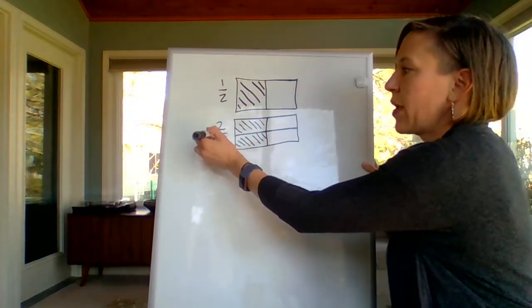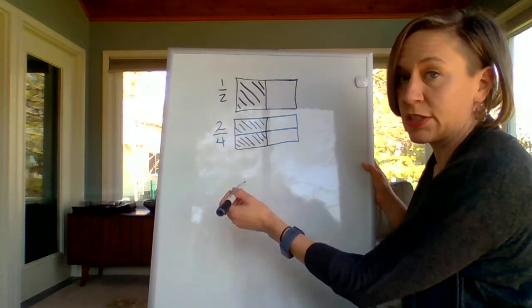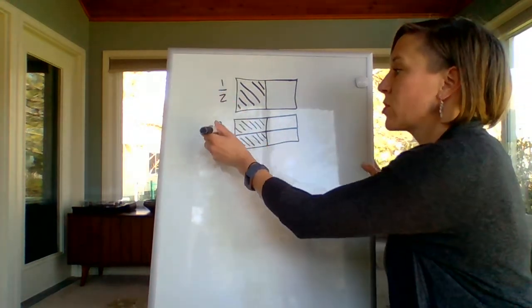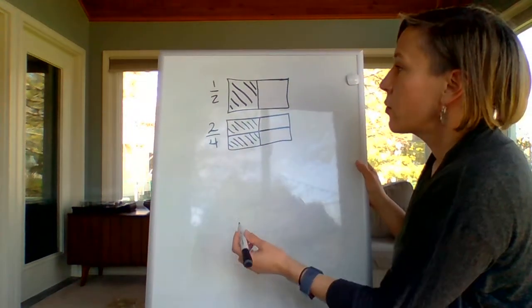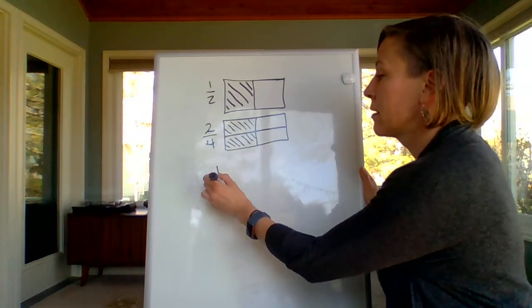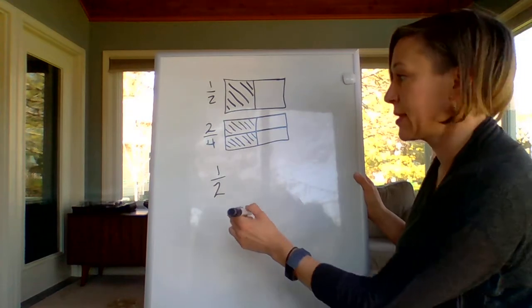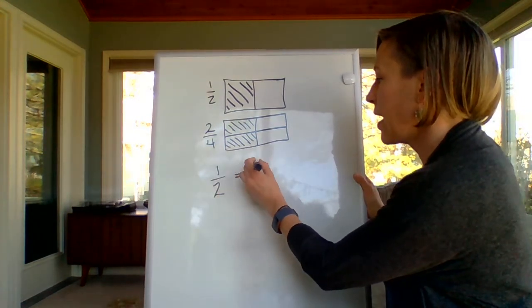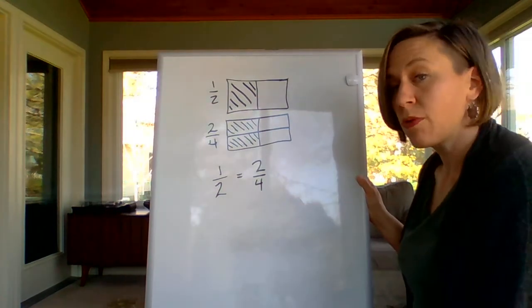So although these fractions have different numbers, different digits in them, they are showing the same amount of the whole, okay? So we can show that by looking at a picture, but we can also think about that using math, using what we know with our basic facts. We can say 1/2 is equal to 2/4. And how do we know that?